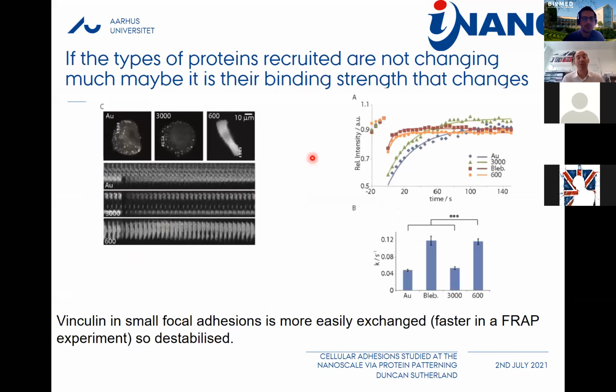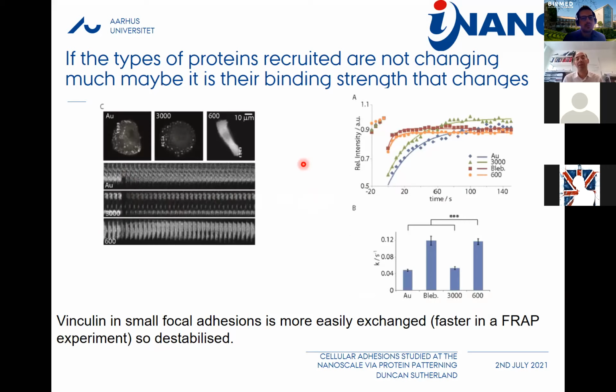There we looked at not just whether vinculin was present in these focal adhesions, but what sort of binding strength it had. The way that we did that was to use FRAP to bleach the fluorescence of the vinculin that was present in a focal adhesion, and then look at how long it took to recover. That tells us something about the dynamics of the binding and unbinding of vinculin. What we find is that on the smaller patch sizes, we have a faster recovery of fluorescence, and that corresponds to a quicker exchange, and therefore it's somehow destabilized.